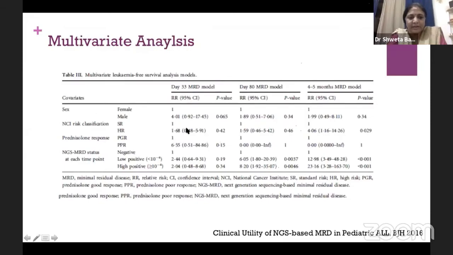So this is a multivariate analysis. In this, they have shown the same thing, that the MRD analysis, those who have low positive or high positive, has better prognostic significance as compared to any other risk factor.